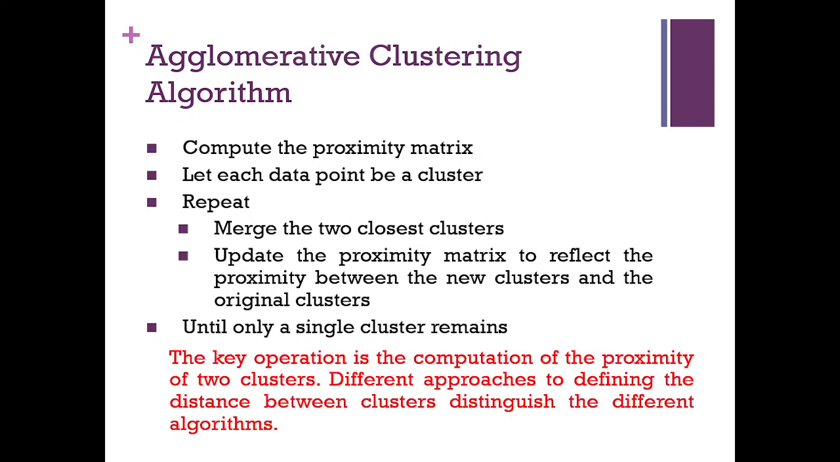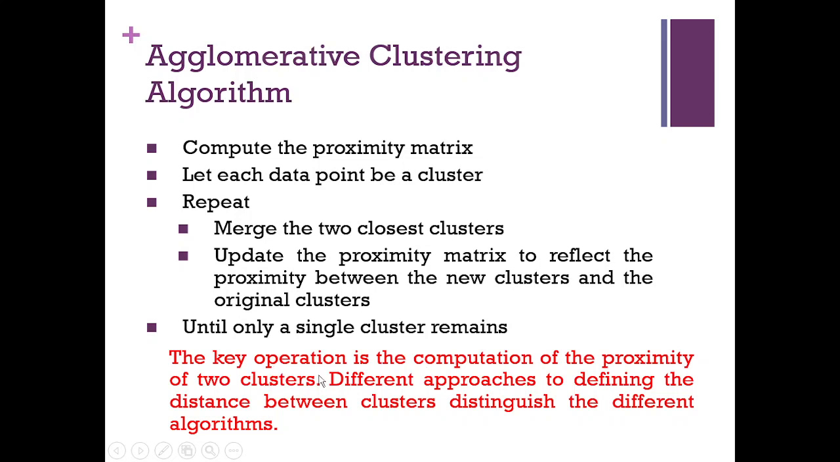Now what are these steps? We merge the two closest clusters, and when we merge the two closest clusters, the task we need to do is update our proximity matrix. This proximity matrix needs to be updated so that we can reflect which two clusters have been merged, and what the proximity of these newly merged clusters is from all the older clusters. So we need to reflect the proximity between the new clusters and the original clusters. So the key operation in agglomerative clustering is the computation of the proximity.